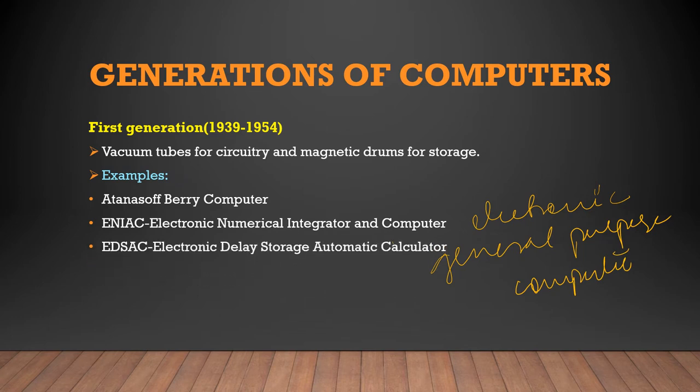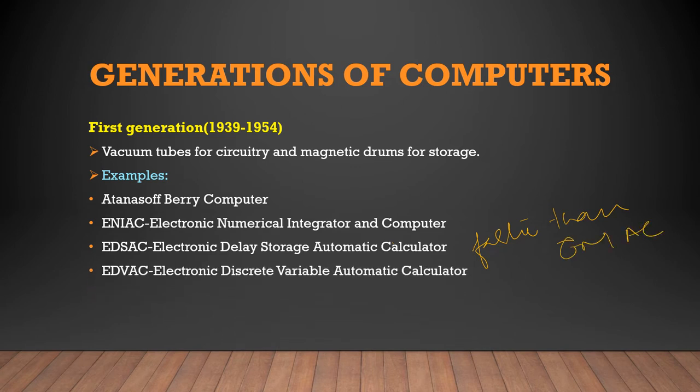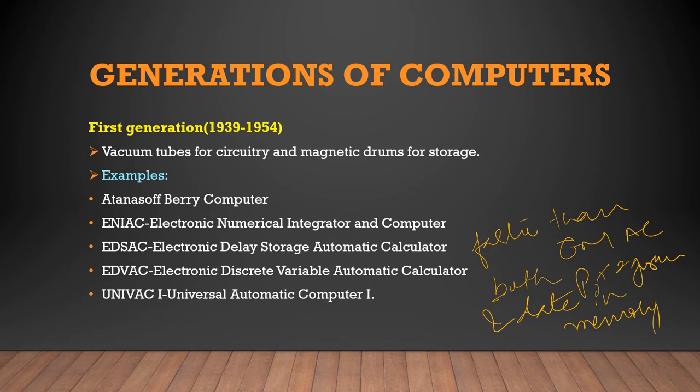Next is the EDSAC. It stands for Electronic Delay Storage Automatic Calculator. It was slightly faster than ENIAC. Next is the EDVAC. It stands for Electronic Discrete Variable Automatic Calculator. It could hold both a program and data in memory. Next is the UNIVAC 1, that is Universal Automatic Computer, and it was the first commercially available computer.